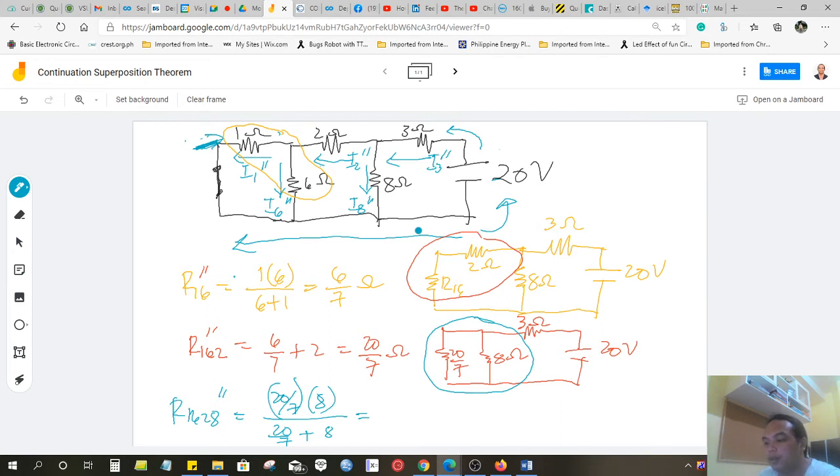Okay, so 8 alpha A divided by alpha A plus 8, 40 over 19. So you can have your own calculation sa inyo ha, to check if my answer here is correct, so that we can correct directly, no?